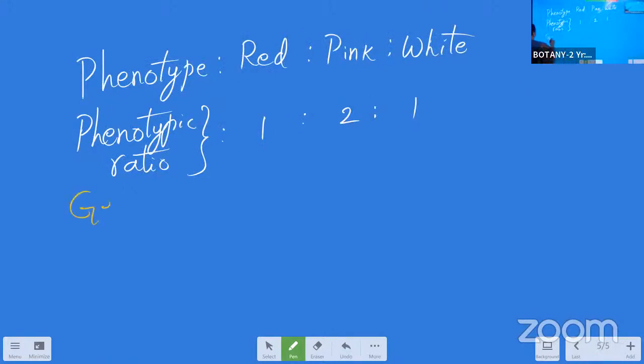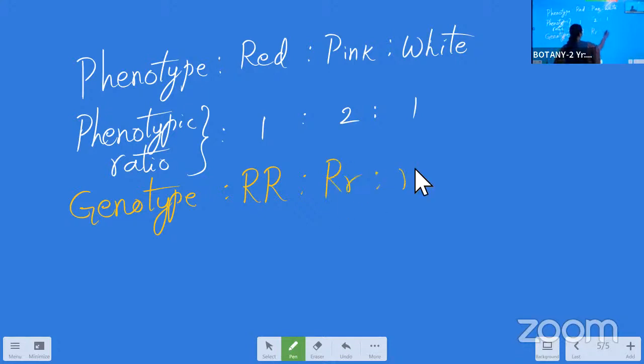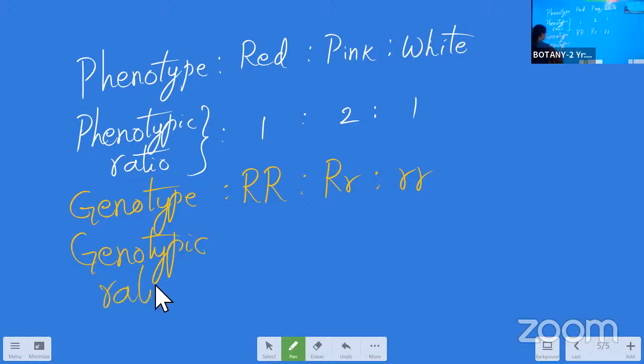Now comes the genotype. What is the genotype of this phenotypic character? Red RR and pink capital R small r and white small r small r. So what is the genotypic ratio? Genotypic ratio is again 1:2:1.